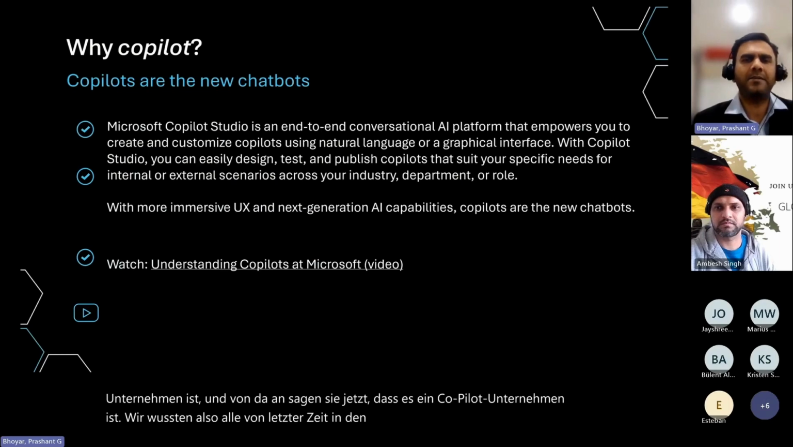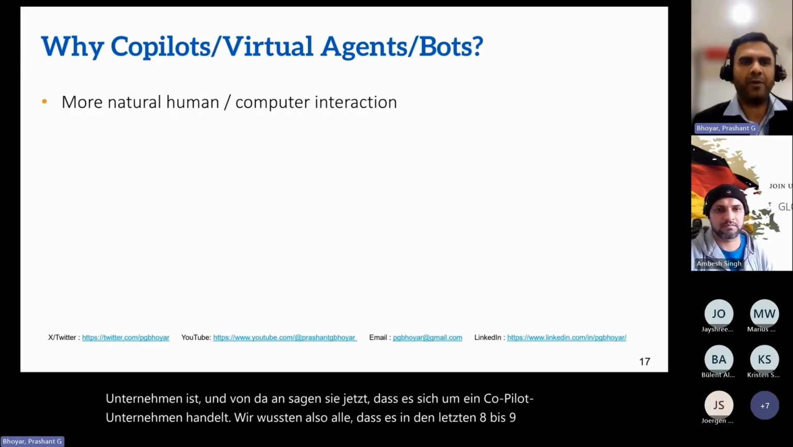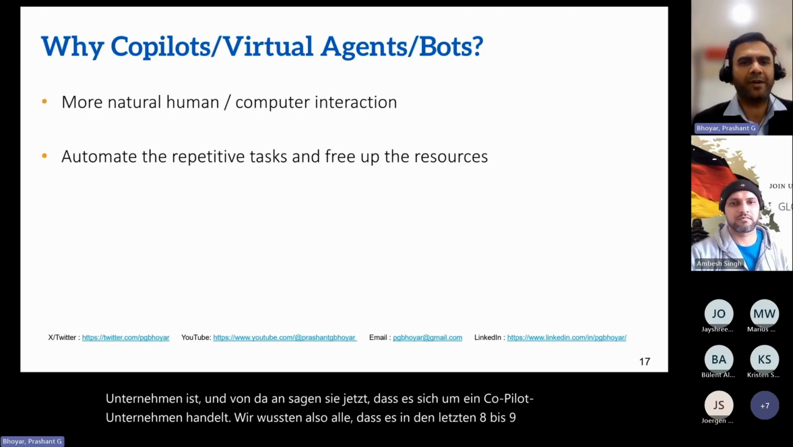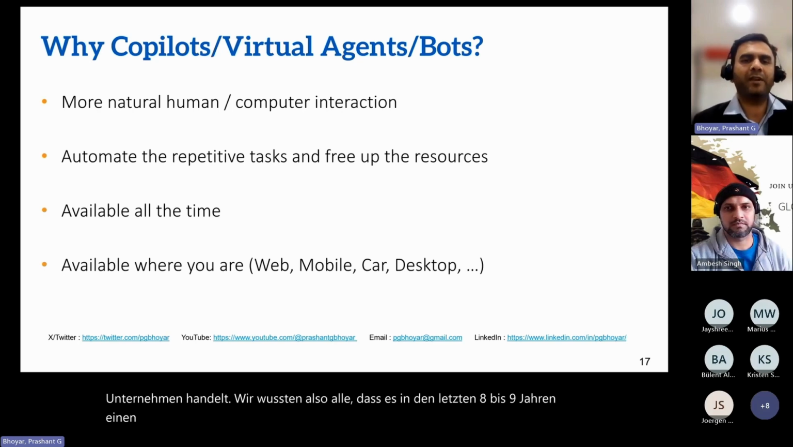And copilots are a kind of new form of chatbots, and they are powered by some of the latest AI services, such as a large language model behind the scenes. So why are copilots getting popular? Because they provide us a more natural computer interaction, and they can also help you automate repetitive tasks and free up resources. Copilots can be available all the time, and they can also be available wherever you are. For example, if you're using the web, or a mobile phone, or a desktop.